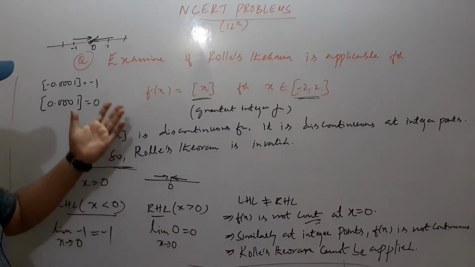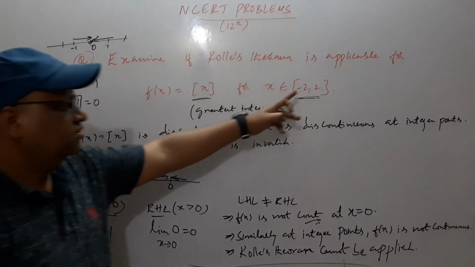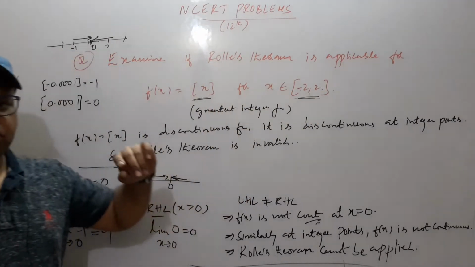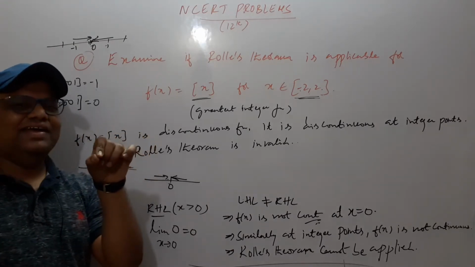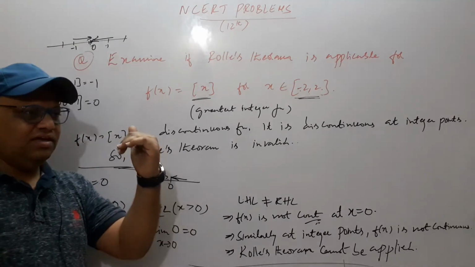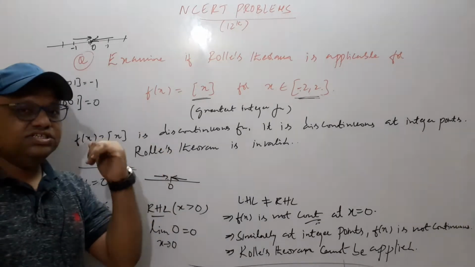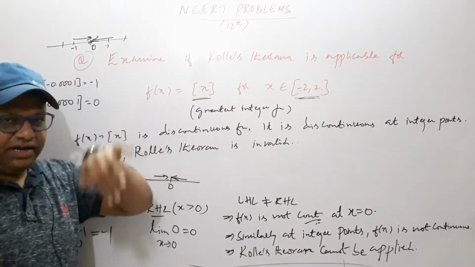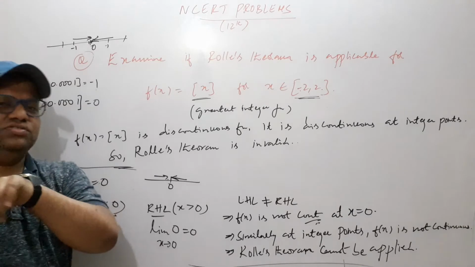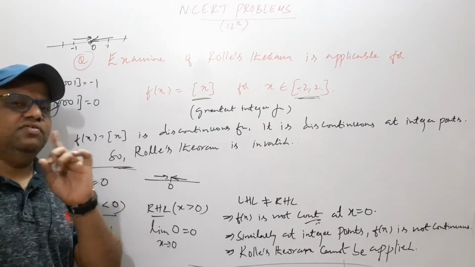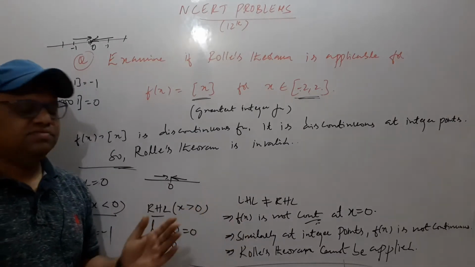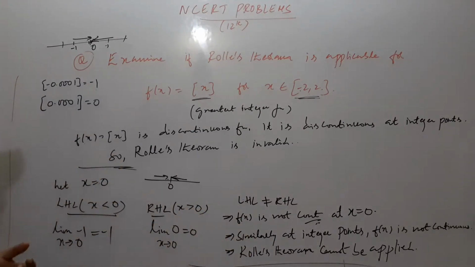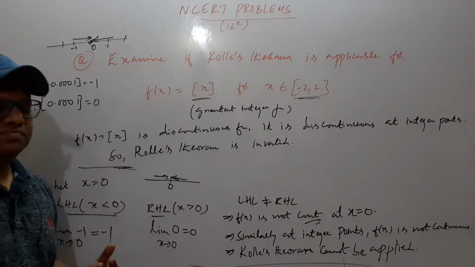You can take any value. You can take 1 also. What if I take 1? So what will be the left hand limit if I take 1? 0.999. So left hand limit will be box value of 0.999, which is 0. Right hand limit, 1.00001. So what is the box value of that? 1. So 0 is not equal to 1, left hand limit is not equal to right hand limit. This is the logic of greatest integer function.